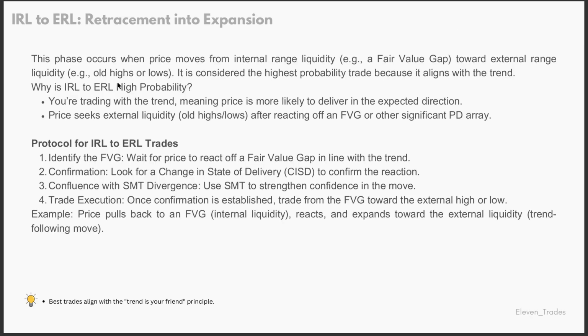The protocol for trading the internal to external range liquidity is you have to identify the fair value gap in the price section. Then you have to wait for the swing formation inside that fair value gap. Then a reversal confirmation, which is the change in state of delivery. Or you can also add an SMT divergence for confluence, and then you will be executing trades.